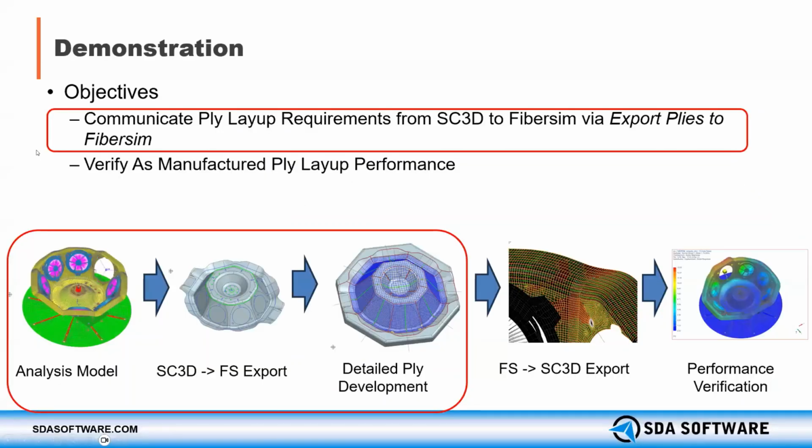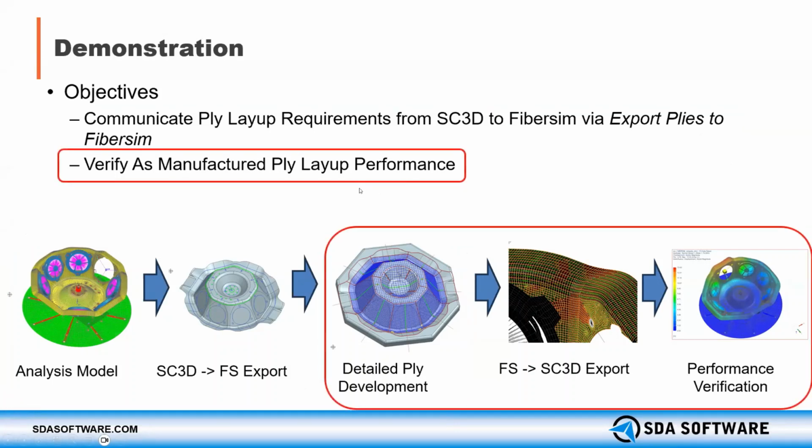So here we've shown the first steps of going from the analysis model, communicating the data via the HDF5 format from Simcenter, and then importing that into Fibersim. And then we start the process of doing the detailed ply development. So this brings us to the next step.